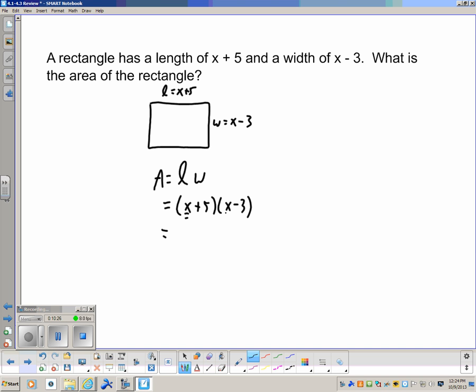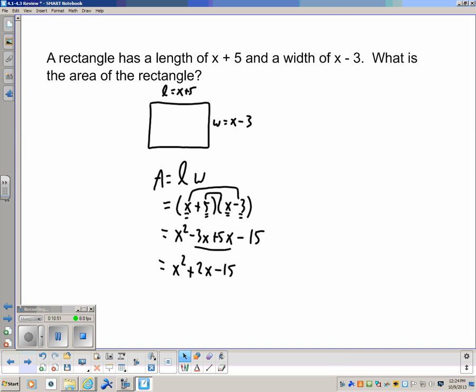So multiplying, FOILing this out, we get x squared, and then we've got minus 3x plus 5x. And then multiplying those last terms, 5 times a negative 3 is a negative 15. Combine the middle terms there, we get x squared plus 2x minus 15. So there's the area of my rectangle.